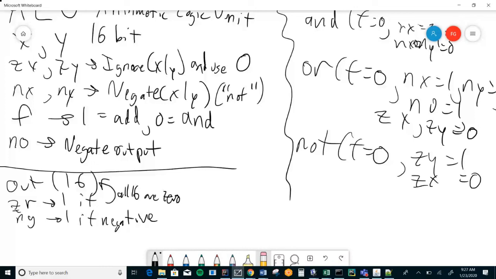What else do I need to do? I'm setting F to 0. I'm doing an AND. I used ZY, I set Y to 0. What else might I need to do at this stage to make my not work? Yeah, Andrew. You need to negate X. Okay. So I can set NX to 1. What else might I need to do?